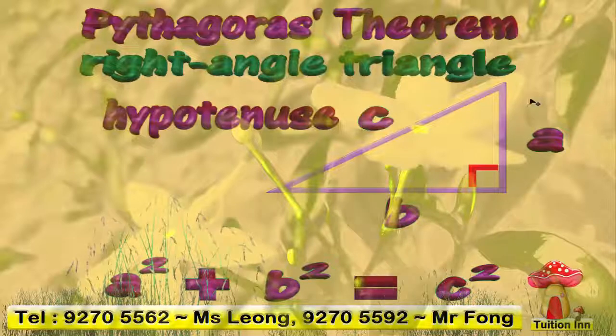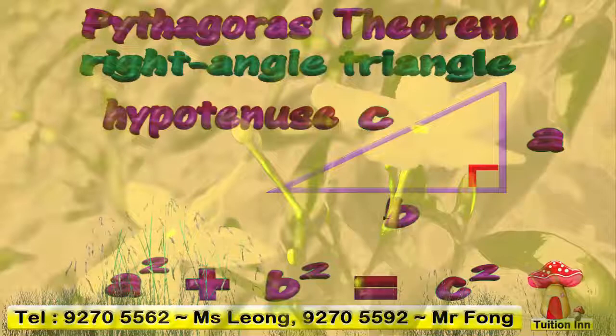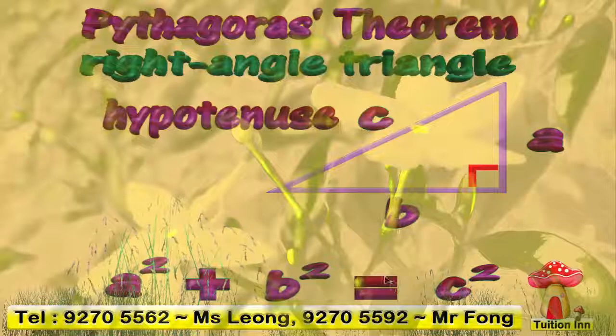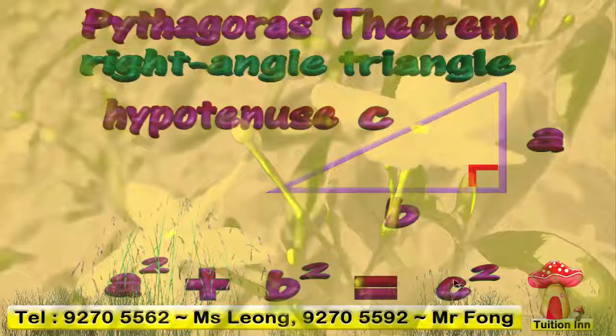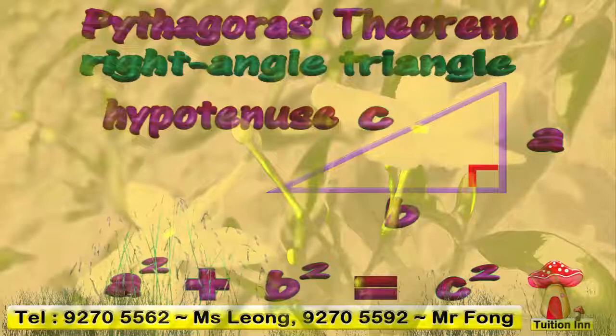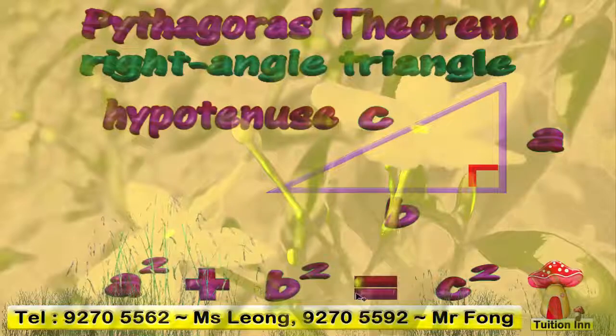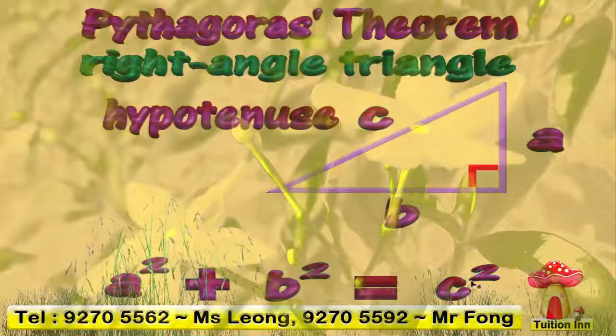So the square of this length A plus the square of this length B is equal to the longer side. This longer side is staying alone on one side and it's a square. So your two shorter sides squared and added up is equal to your longer side squared: A squared plus B squared equals C squared.